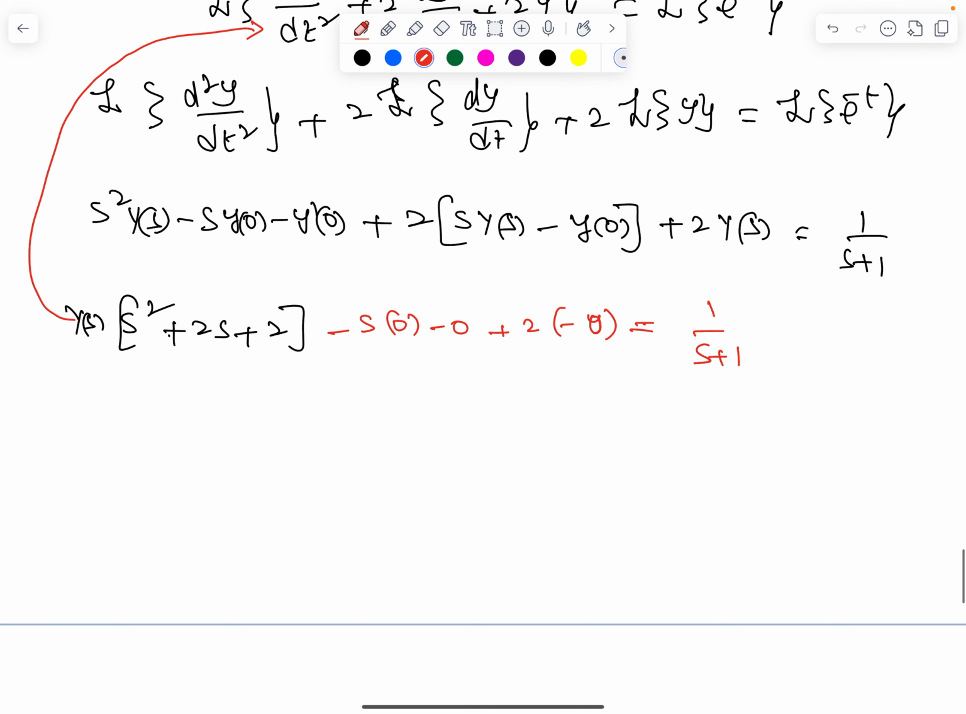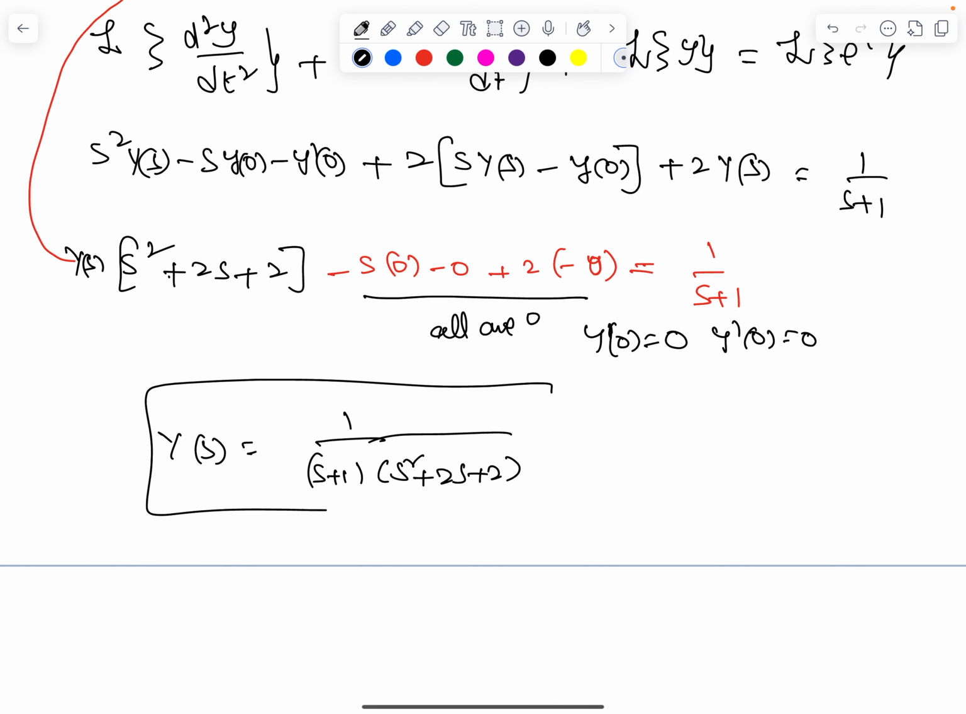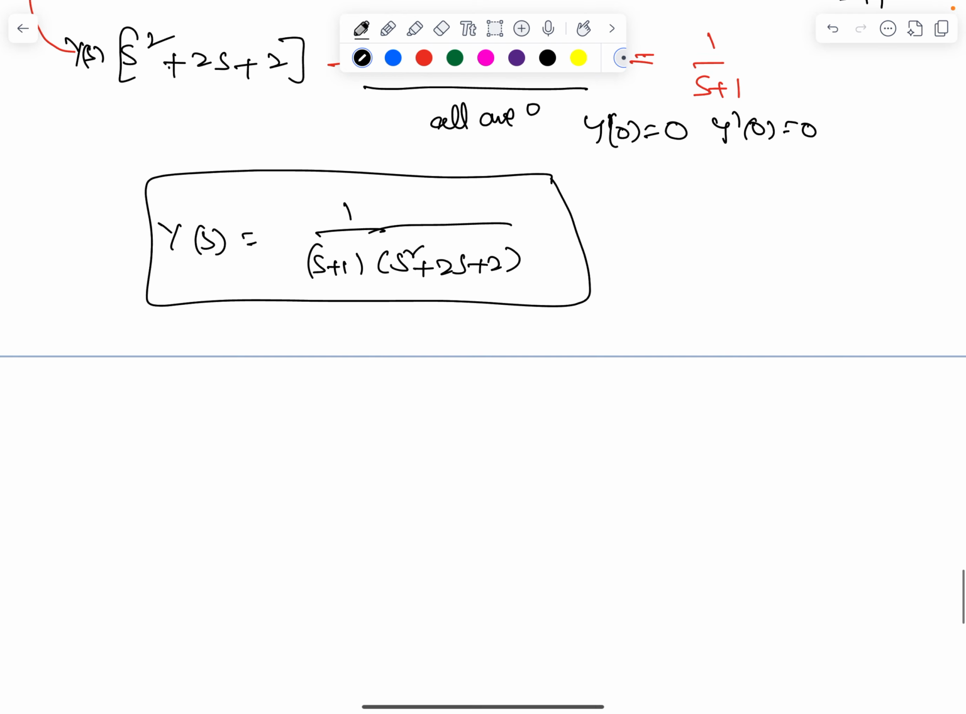So, now these additional terms are all 0, because y0 is 0, y prime of 0 is also 0. Therefore, that leads to a different form. Now, capital Y of s is equal to 1 by (s plus 1)(s square plus 2s plus 2). This is the term that you have. Now, to simplify this, you can choose several methods. One is that you can use partial fractions.